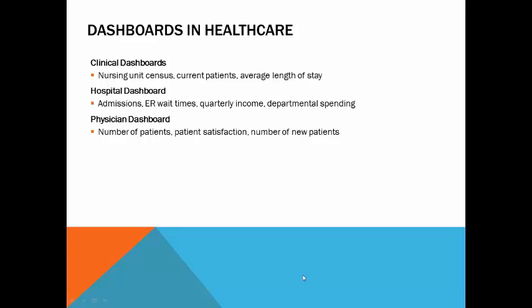The second is a hospital dashboard. A hospital dashboard is something that is institution-wide and is mostly used by administration. When administration pulls up a hospital dashboard, they can see information about the whole institution, such as how many admissions were there in this particular time period, what their emergency room wait times are, income, spending, and a number of information that's easy for them to quickly glance at.